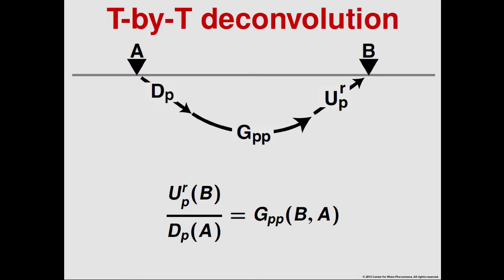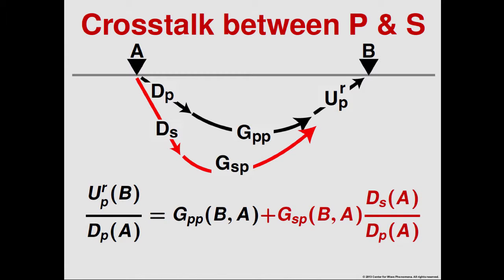However, we ignore several waves in this expression. For example, downgoing S waves also contribute to the reflected outgoing P waves. Therefore, after computing trace by trace deconvolution, this red term remains as crosstalk between P and S waves. This expression indicates that even if we use wave field decomposition, we cannot completely suppress crosstalk between P and S waves by using trace by trace deconvolution.